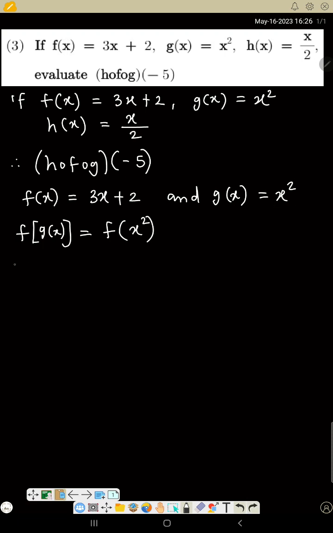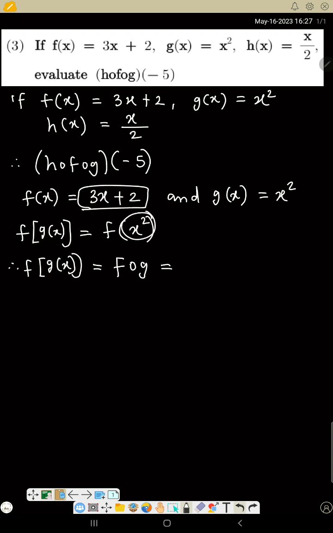That means anywhere you see s, so f of g of s now, which is the same thing as f of g, like this. It means anywhere you see s here in your f of s, put s squared. So that's the meaning. So this will become 3s squared plus 2. So this is f of g.